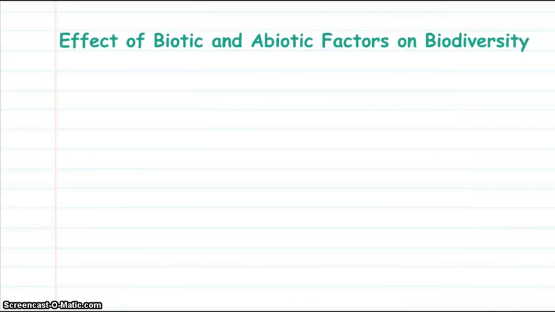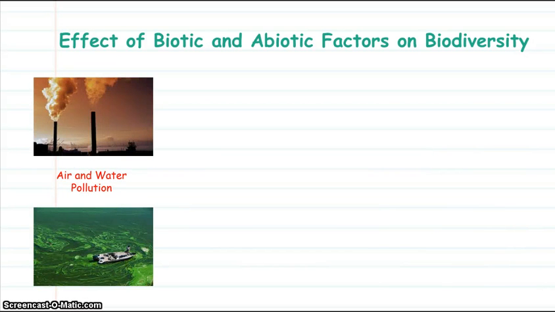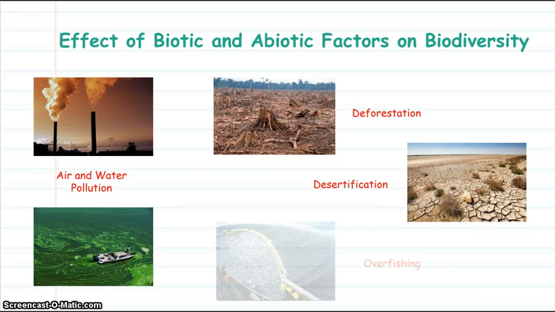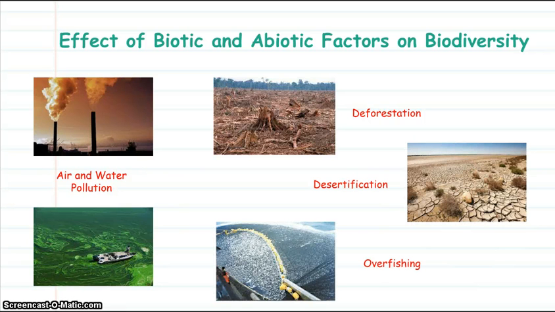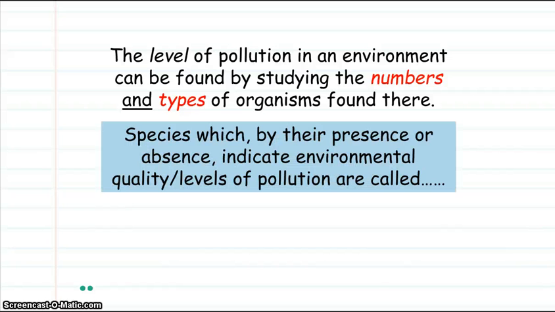Humans can affect environments. For example, we can cause air and water pollution, and we can cause habitat destruction by deforestation, desertification, and by overfishing in the marine environment. The level of pollution that we cause in an environment can be found by studying the numbers and types of organisms found there.